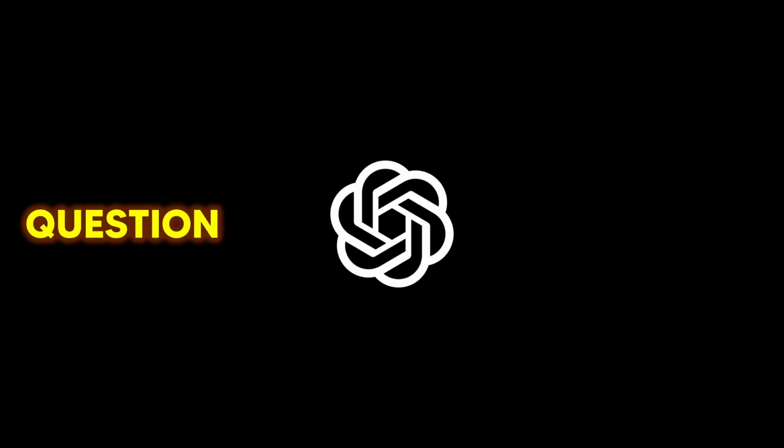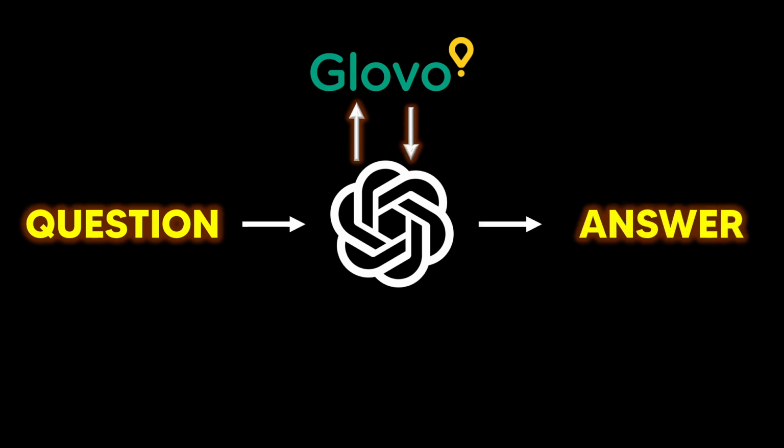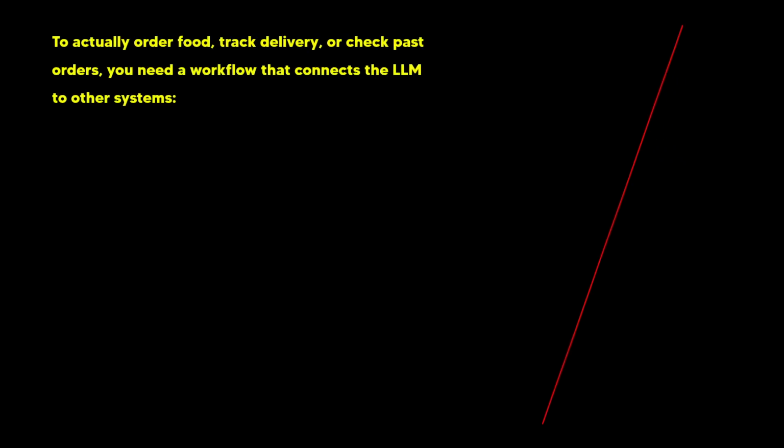And well, before we talk about the next option, all of these procedures I mentioned so far, where the LLM connects to a third-party application and then gets you an answer, is simply called control logic, right? So there's a control, and you'll be the one to give ChatGPT that control, and then you can tell it to perform a specific logic based on what you configured. Right. So to summarize, to actually order food, track delivery, or check past orders, you need a workflow that connects the LLM like ChatGPT to other systems.